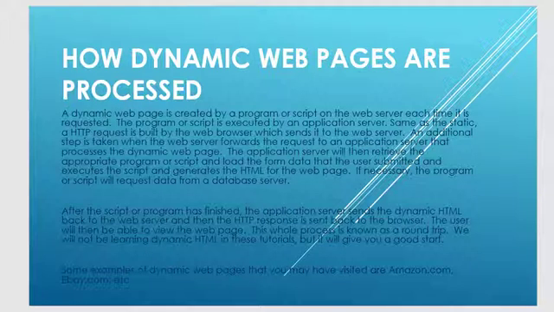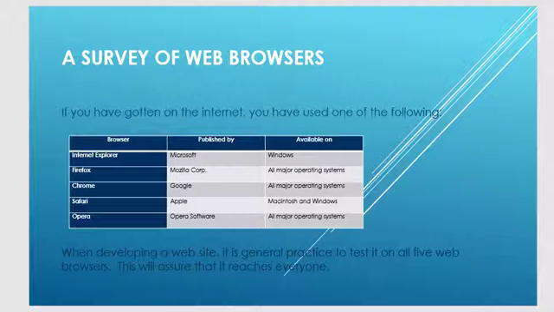Next, we're going to survey web browsers that you're probably familiar with. If you've gotten on the internet, you've more than likely used one of the following. Internet Explorer, owned by Microsoft and runs on Windows. Firefox, Mozilla owns them, and they run on all major operating systems. Same with Chrome. They're owned by Google. And then Safari has Apple, which runs on Macintosh and Windows.